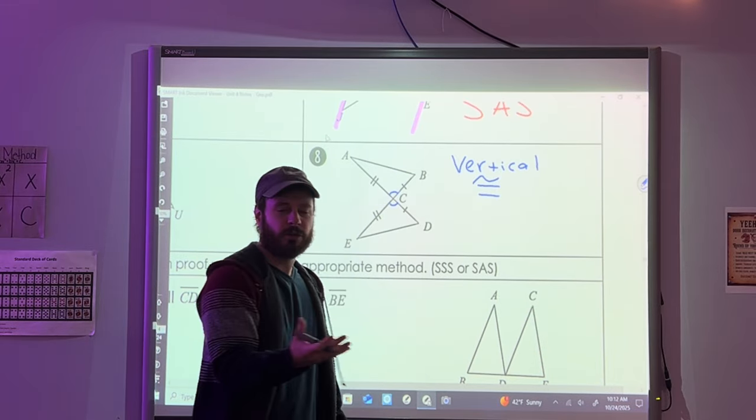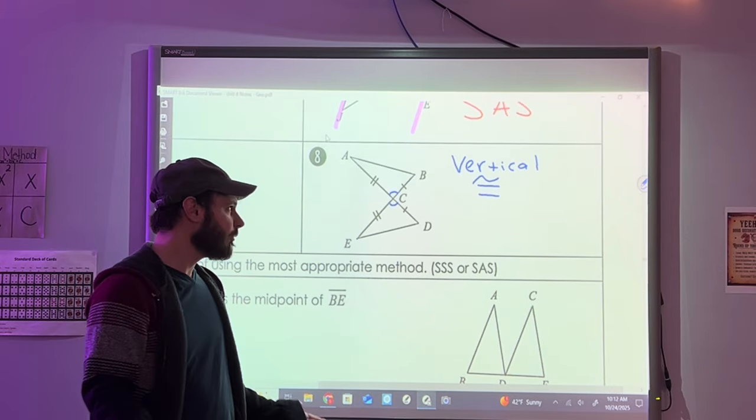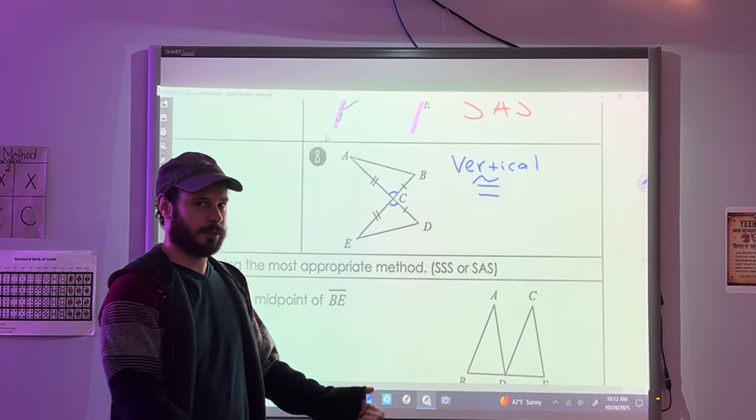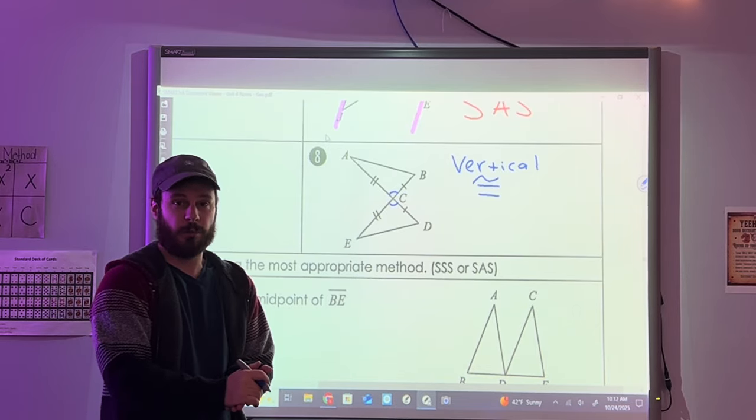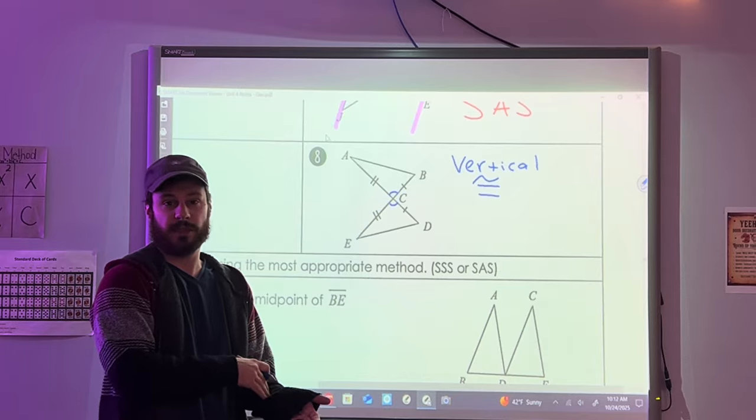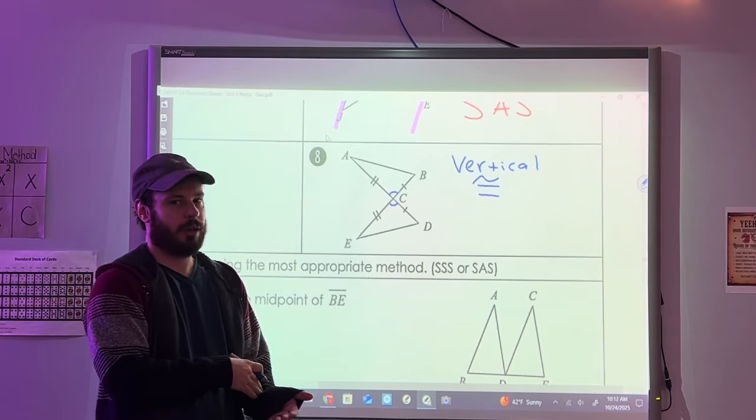Do you have it tattooed on your body yet? It's important that you know that, okay? Vertical angles are congruent. I've been saying it a lot. Seriously, get it tattooed. Go to a shop, spend a couple hundred dollars, get vertical angles are congruent tattooed on you. You will be the coolest person in your college.